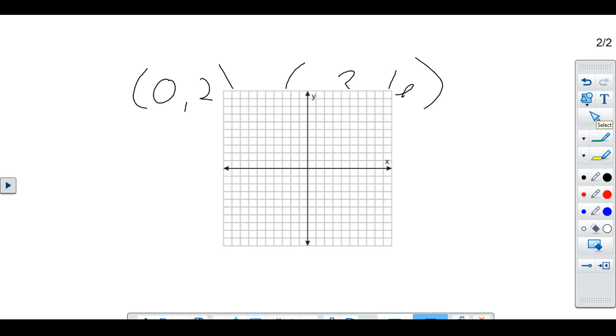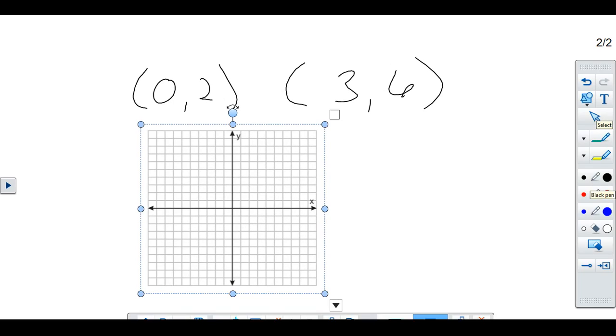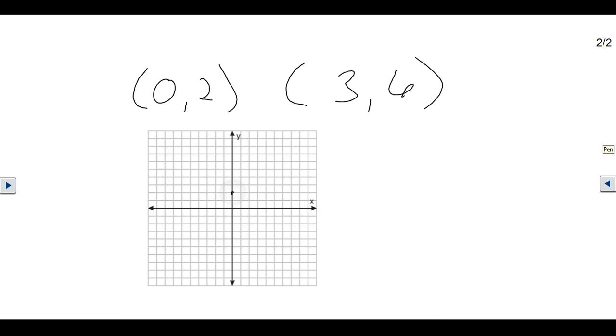There we go. Move it out of the way. So let's graph those just to kind of see. We're going to try and do it without a graph, but just so we can kind of see what's going on. So 0, 2, 1, 2, 3, 1, 2, 3, 4, 5. There we go. So those are my 2 points, right?